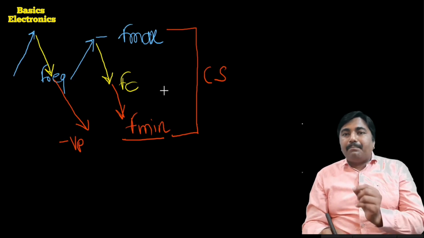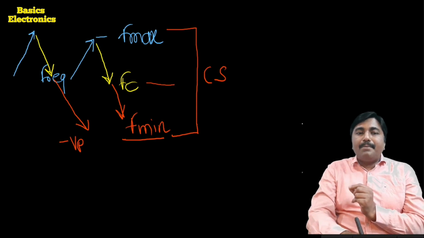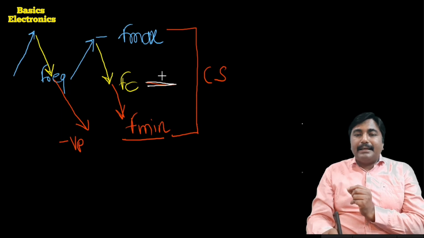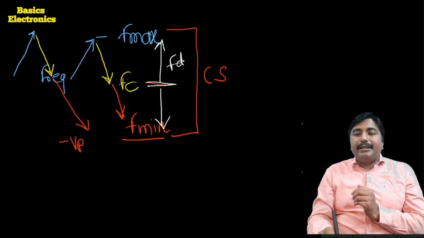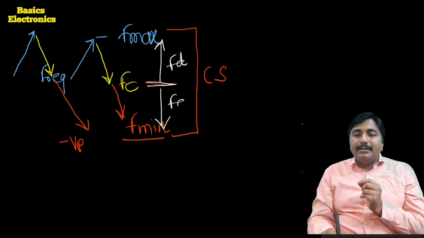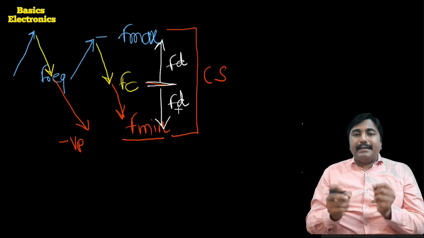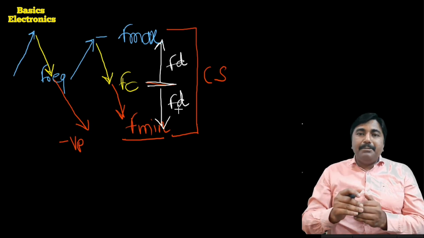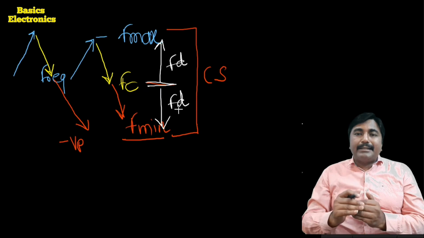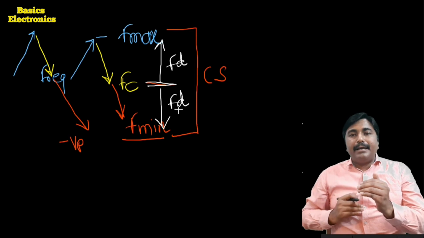And the change of frequency from its center frequency, from its original frequency to the maximum value, and from the original frequency to the minimum value, that is what we call FD, frequency deviation. So the frequency deviation is the change in the frequency of a carrier signal from its center frequency to the maximum, and from the center frequency to the minimum.